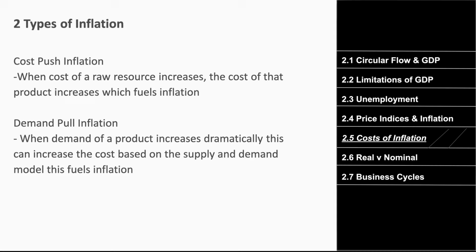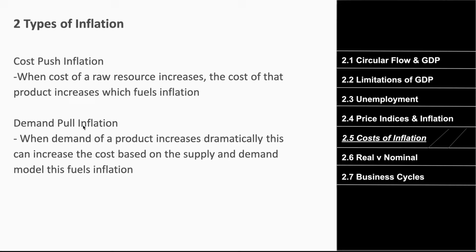We have two main types of inflation: cost push and demand pull. Cost push inflation is when the cost of raw resources increases due to a natural event, supply chain issues, or anything else. Because of that increase in cost, products increase in price, which fuels inflation. We saw this in, I believe, 2020, 2021. Gas prices increased dramatically, and because gas prices increased dramatically, the cost of almost every good was more expensive because the way you produce goods is using gas.